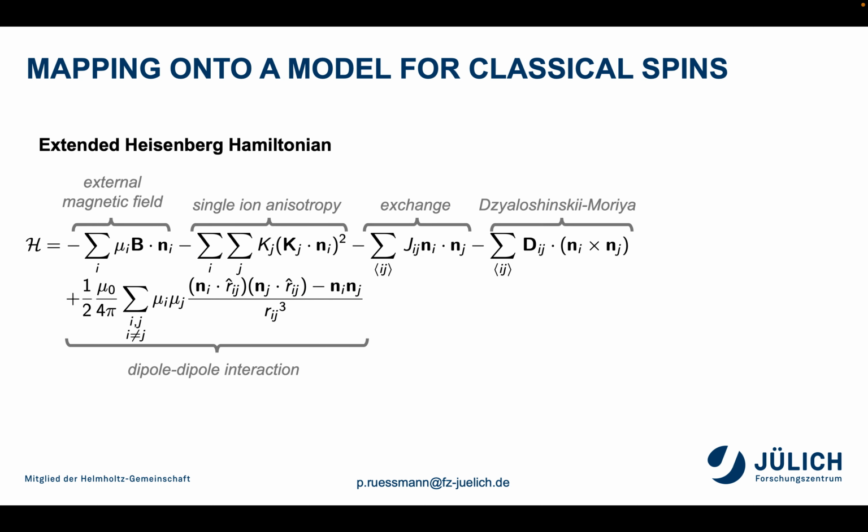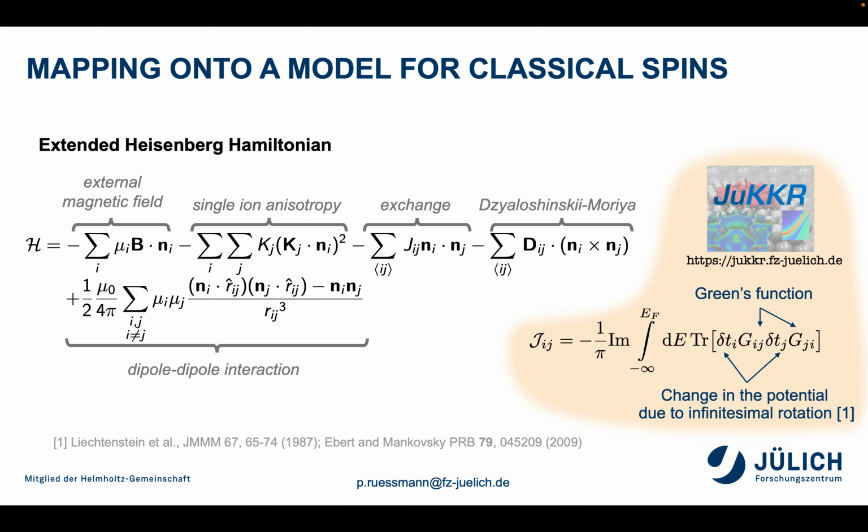We can do this with the help of the extended Heisenberg Hamiltonian. The Heisenberg Hamiltonian is written down here, and it describes the interaction of all the spins. The directions are given here by the vector n, and these spins feel an external magnetic field. They can have a single ion anisotropy. They interact with each other via exchange and Dzyaloshinskii-Moriya interactions, and also via dipole-dipole interactions.